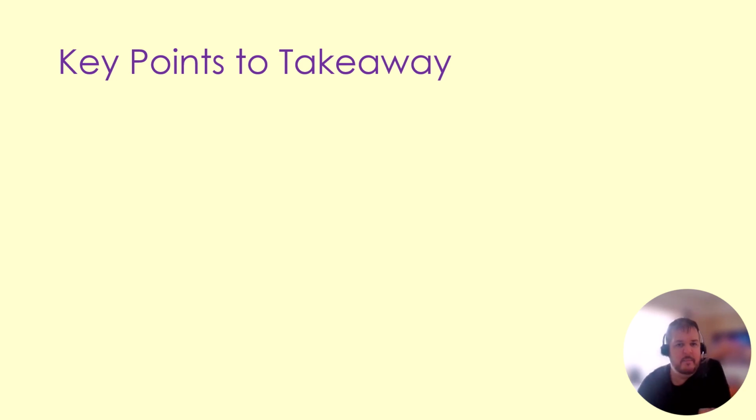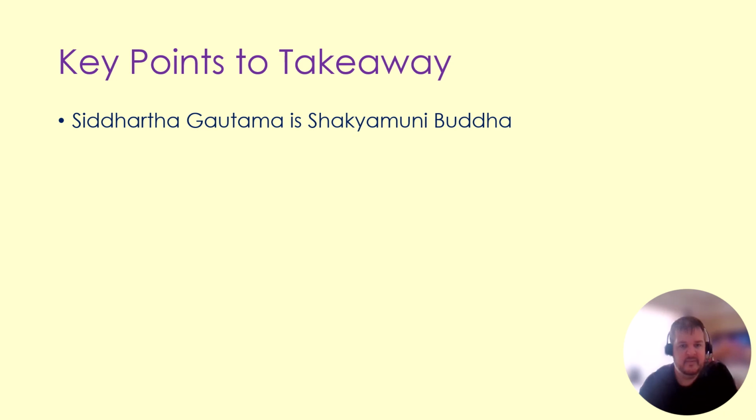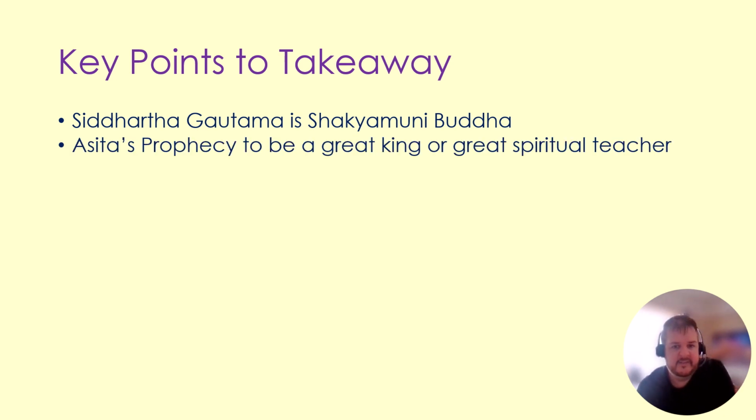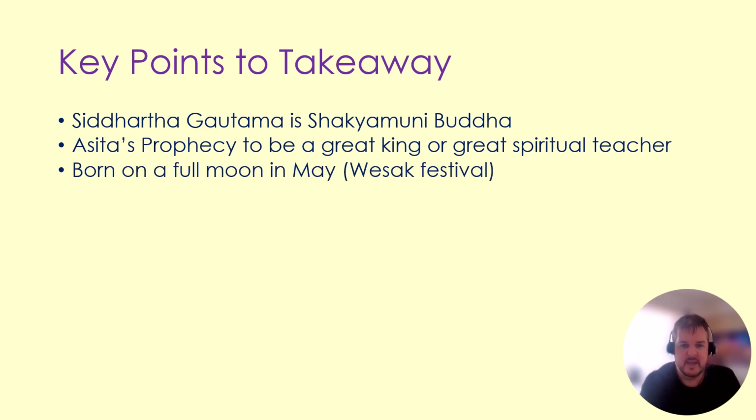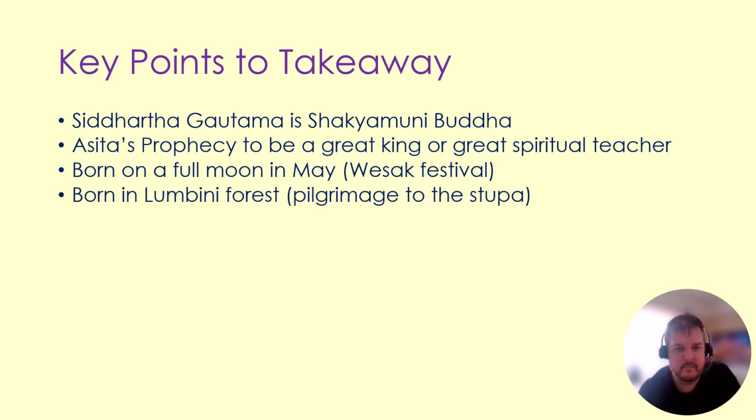Okay, so some key points to take away with you from session 1 here. We have Siddhartha Gautama, also known as Shakyamuni Buddha, the son of King Suddhodana and Queen Maya. Asita's prophecy was for Buddha to become either a great king or a great spiritual teacher, of which King Suddhodana obviously desired the idea of a great king as a son. He was born on a full moon in the month of Wei, and Wesak is a festival that marks this.